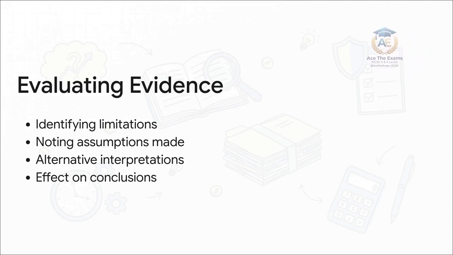Well, the internal auditor reports to the finance director, who might be the one inflating the inventory. That's a massive limitation due to a lack of independence. Next, noting assumptions. The report assumes the current sampling method is adequate. Third, providing alternative interpretations. Could the discrepancy be fraud or just an honest error in the new software system? Finally, and most importantly, explaining the effect on conclusions.